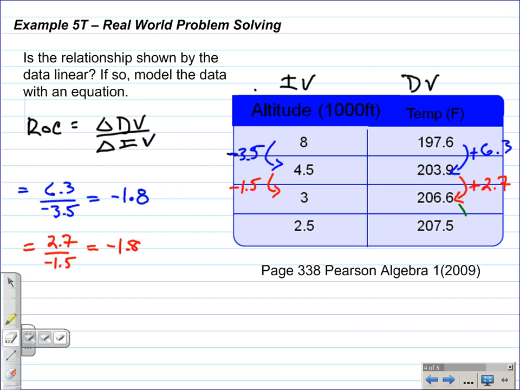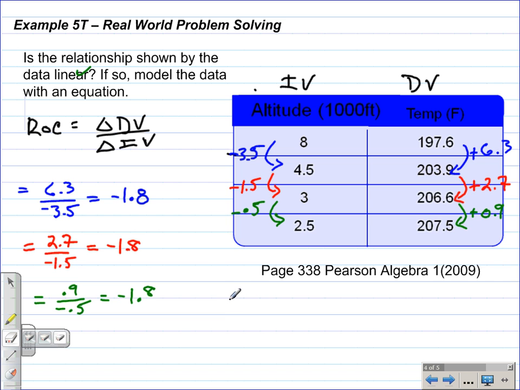Between the last pair of consecutive data, from 206.6 to 207.5 is an increase of 0.9, and from 3 to 2.5 is a decrease of 0.5. So that, as the rate of change ratio, would be 0.9 over negative 0.5. And using a calculator or math by hand, you get that as a rate of change of negative 1.8. So since all the rates of change simplify or divide out to the same number, this data is linear, so we can model the data with an equation.